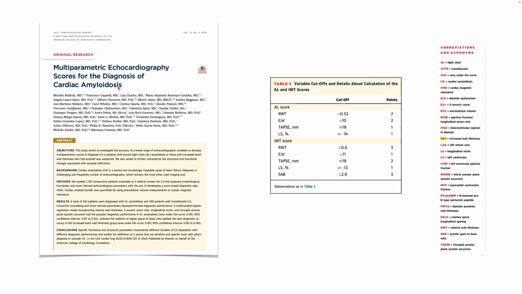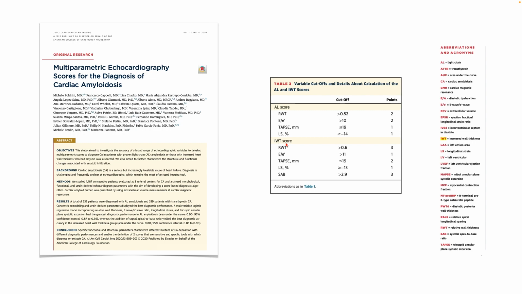This is one of the papers that was published in JACC in 2020. What they did is they separated the patients in terms of cardiac amyloid. So they created one particular score set for patients with AL type of amyloid, or amyloid light chain, and also patients with cardiac amyloid particularly with increased wall thickness. That's what IWT stands for. They come up with two different models, using relative wall thickness, E over E prime that we're familiar with, TAPSE on the right side, and longitudinal strain. So it's a pattern that we have, and they have set up specific cutoff scores and different points.